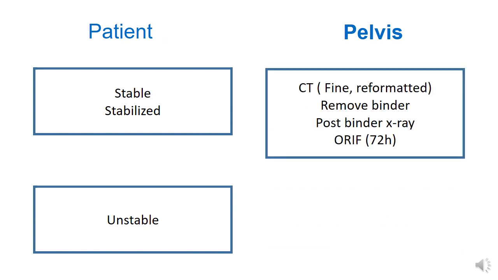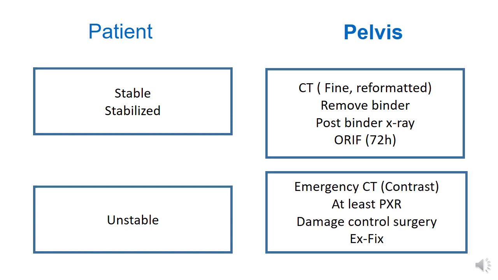If the patient is stable, we go for CT, fine CT images, to know more about the injury and to plan for definitive management. But again, if the patient is unstable, we'll go for emergency CT, maybe with contrast, to know the sources of bleeding. If we don't have CT, we'll do at least X-rays, and we'll go for damage control surgery to stop bleeding and temporarily stabilize the pelvis by external fixation.